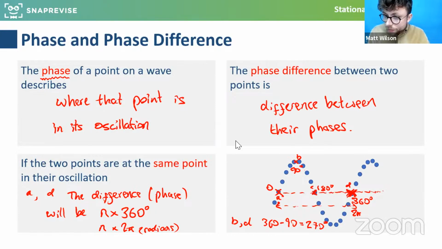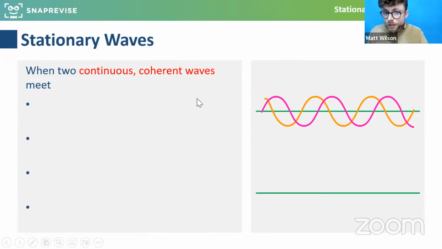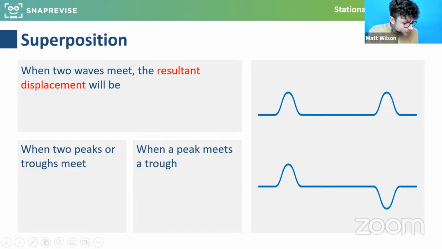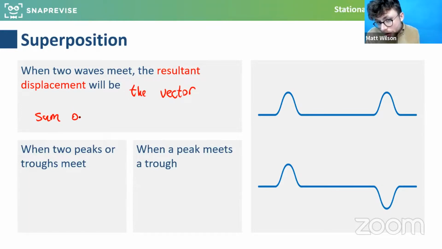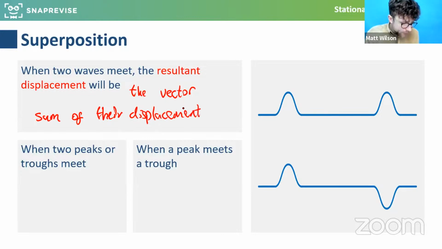First kind of physical effect we're going to talk about is superposition. When two waves meet, the resultant displacement of those two waves combining together will be the vector sum of their displacements. Okay, so this is a physical effect. This is a physical rule, so let's see it in action.